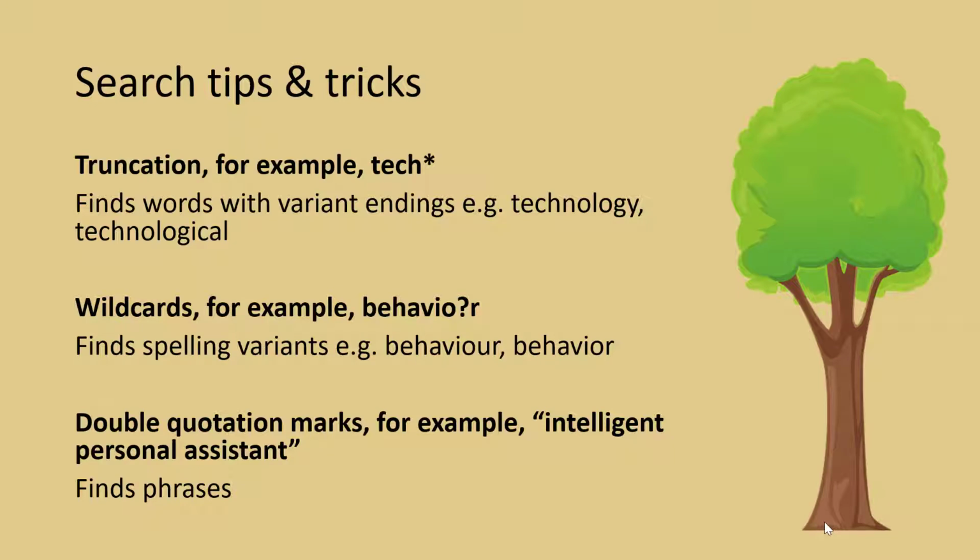You can also use the question mark for wildcards. So in the example here, where behaviour has a UK or a US spelling, if we use the wildcard, it will pick up both variants of that word. And also it's useful if you are wanting to search for a phrase, so where I want to search for intelligent personal assistant, if I put quotation marks around the phrase, the database will find the phrase in that order.